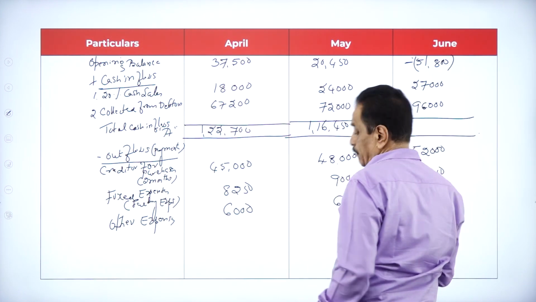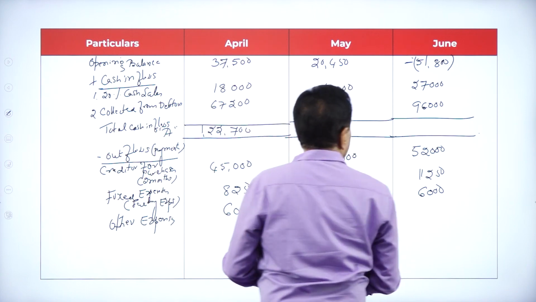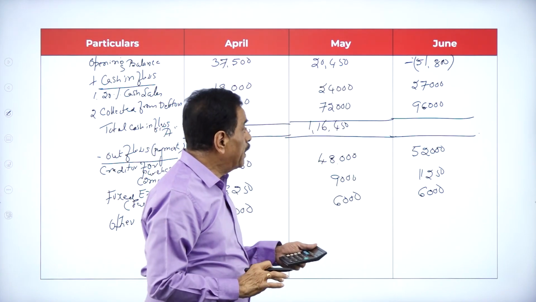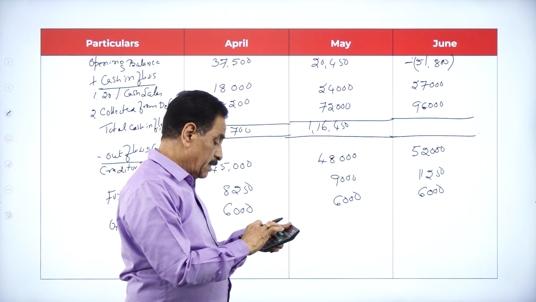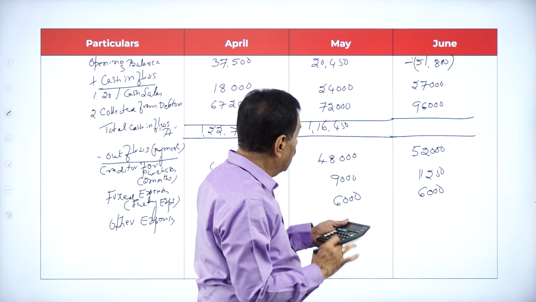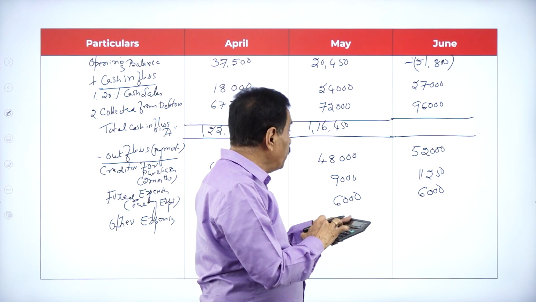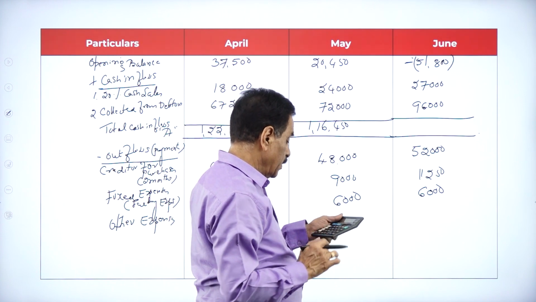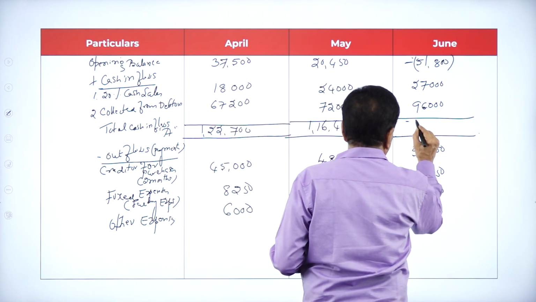Add the figure now. 96,000 plus 27,000 minus 51,800 is 71,200.